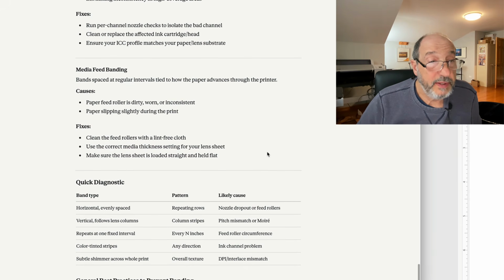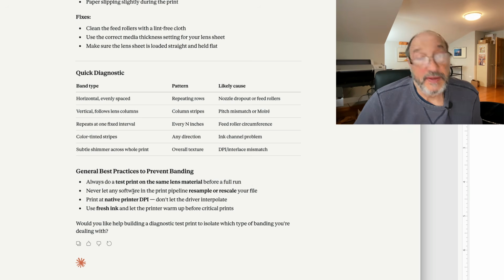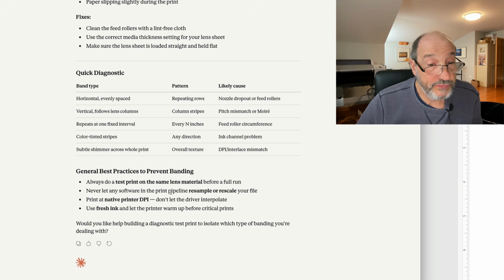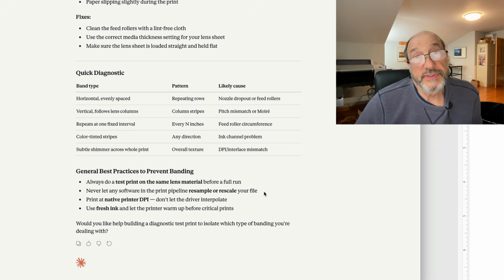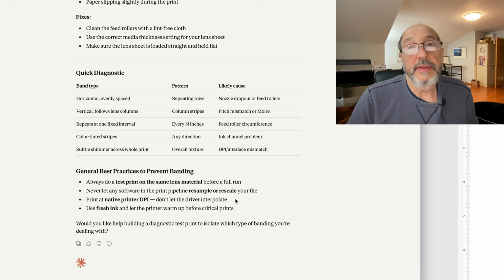Media feed banding, you hope you don't have that. Best practices to prevent banding. Always do a test print on the same lens material before a full run. Really nothing to do with banding, though I suppose it would identify that you have banding. Never let any software in the print pipeline resample or rescale your file. That's reasonable advice for lenticular. Print at native printer DPI. Don't let the driver interpolate. This is true, and I suppose that's right.